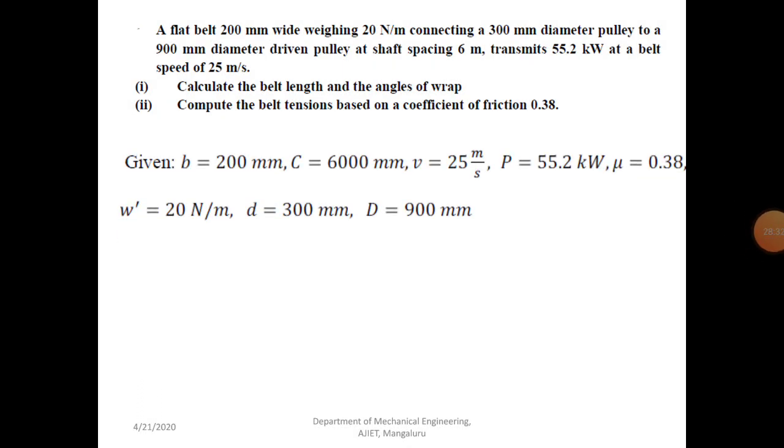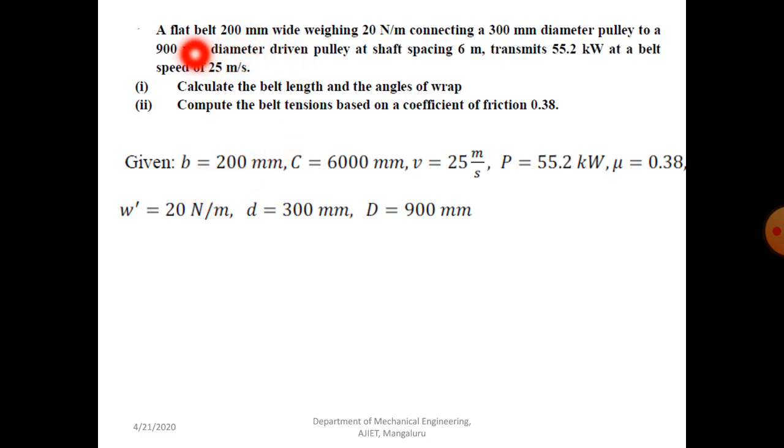Now coming to the given data, just look at here. The weight of the belt per unit length is given, that is 20 Newton per meter. So always you have to keep it in terms of Newton per meter. When you are using the equation in your data book, the first term, that is b, is nothing but the width of the belt.